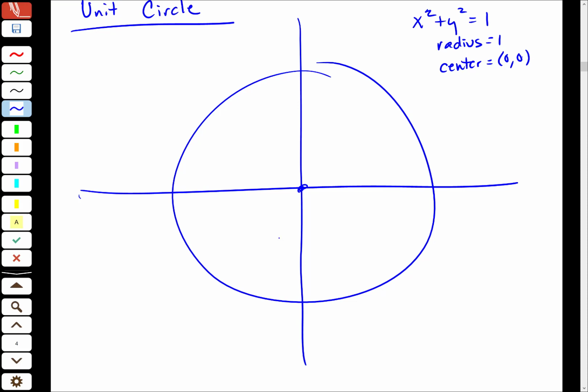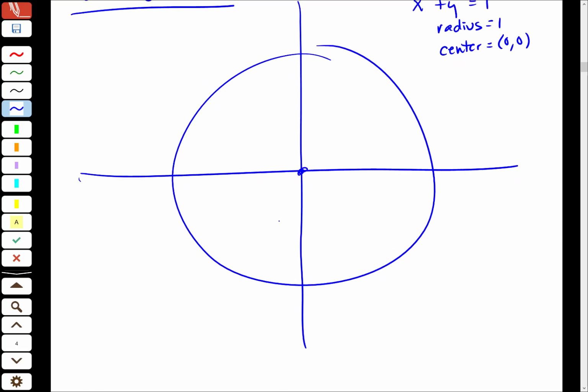And the equation of the circle is x squared plus y squared equals 1. If you remember the equation of circles, that's the most basic form of a circle, okay? On the circle, out and to the right is the fundamental place that we start, and then angles are measured in a counterclockwise direction.